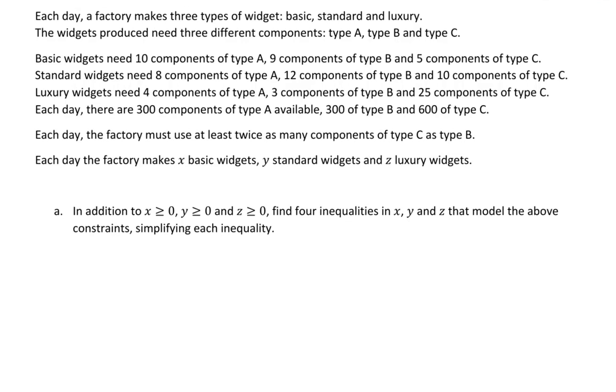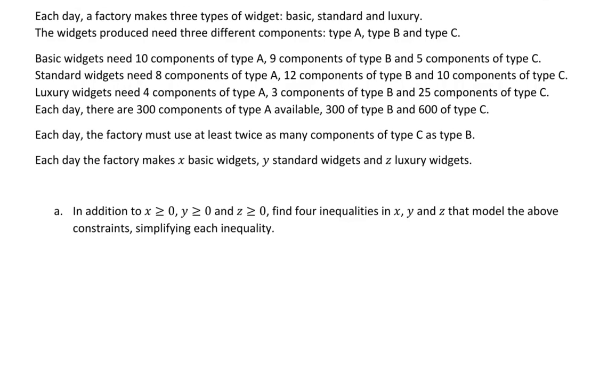So that deals with defining the variables. It's already done for me. Okay, so part A, in addition to X is greater than or equal to 0, Y is greater than or equal to 0, and Z is greater than or equal to 0. So that's the non-negativity constraints dealt with as well. I don't need to worry about those. Find 4 inequalities in X, Y, and Z to model the above constraints, simplifying each inequality.